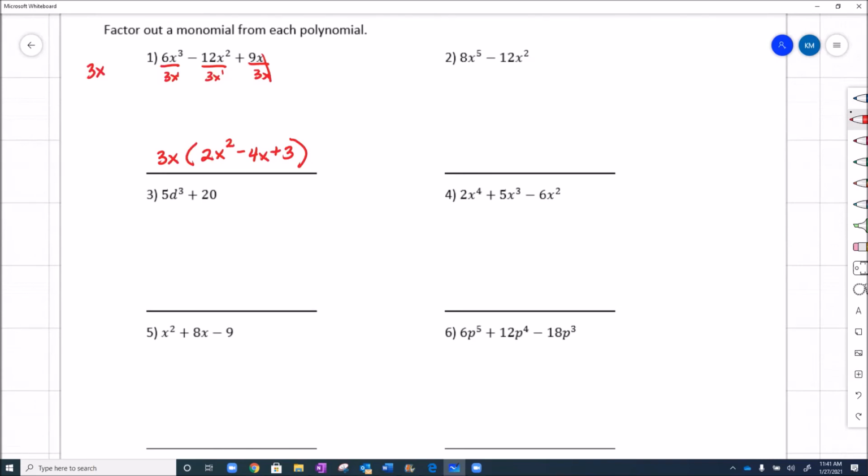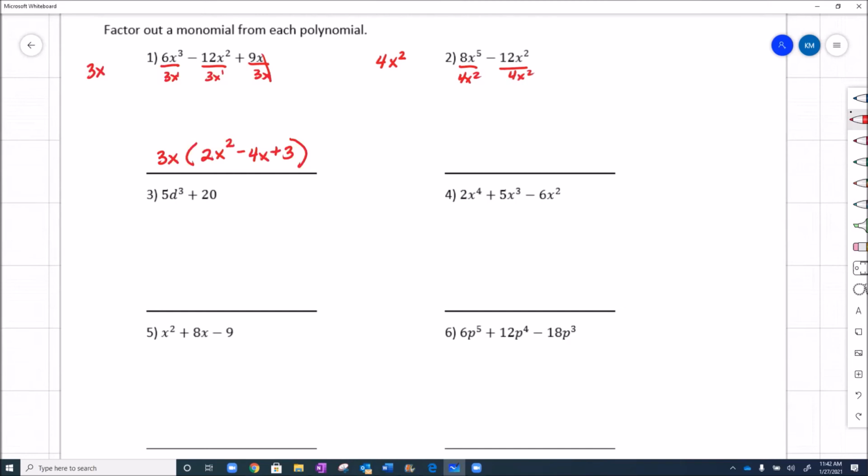Okay. Looking at problem number 2, we have 8 and 12. What goes in both of those? 4. We have x to the 5th and x squared. 2 is the lower of the 2, and it means both of them have it, so we're good. So 4x squared is what I'm dividing both of these by.